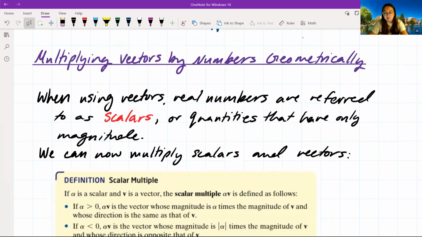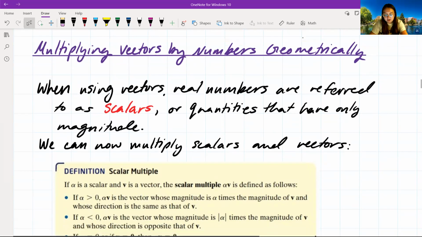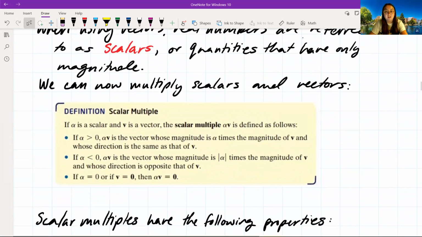Then multiplying vectors by numbers geometrically. When using vectors, real numbers are referred to as scalars. So instead of calling them real numbers, we now know them as scalars, or quantities that have only magnitude, so no direction. We can now multiply scalars and vectors.